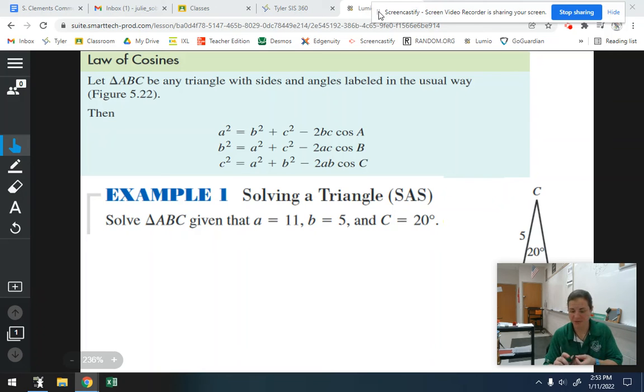Hey guys, today we're going to do law of cosines. So there's only two problems that I'm going to show you, and they're kind of long though. So I'll take you through two different types that we're going to be seeing in class and the types that we're going to be working with.